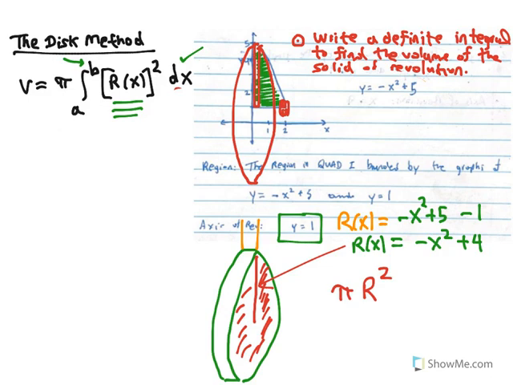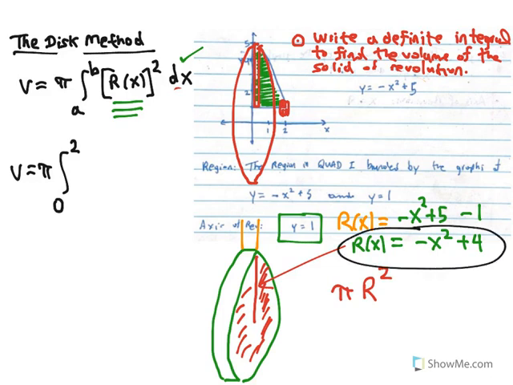With that, I'm able to write my definite integral, and I write volume is equal to pi times the definite integral from x is equal to 0 to x is equal to 2. R of x is right here. I can either write it as I have it, or I can write 4 minus x squared. But the important thing is you have to square r of x, because you need to square the radius. So you've got to square that, and there it is. This is the definite integral that would give us the volume of our solid of revolution.